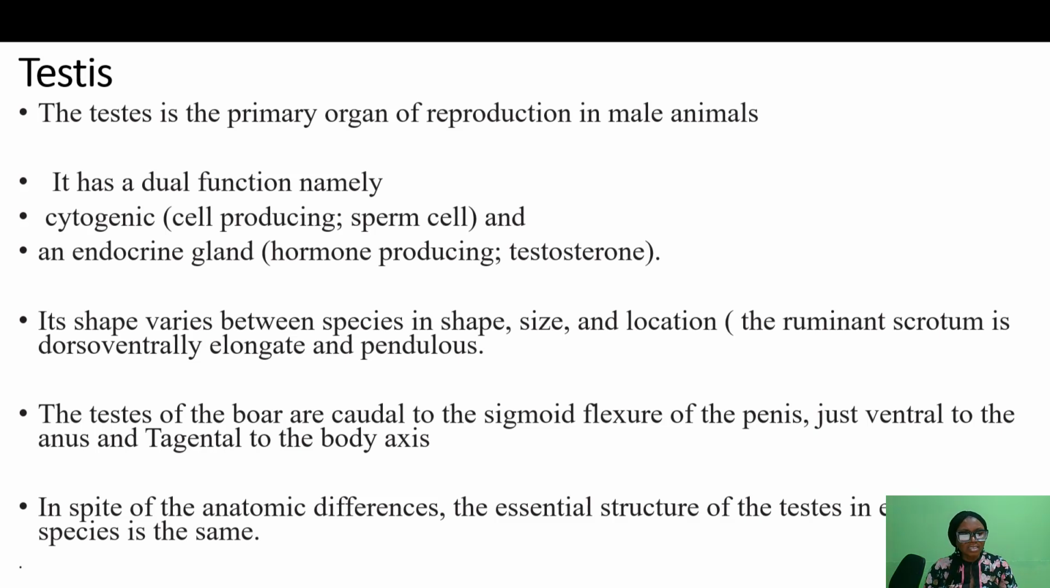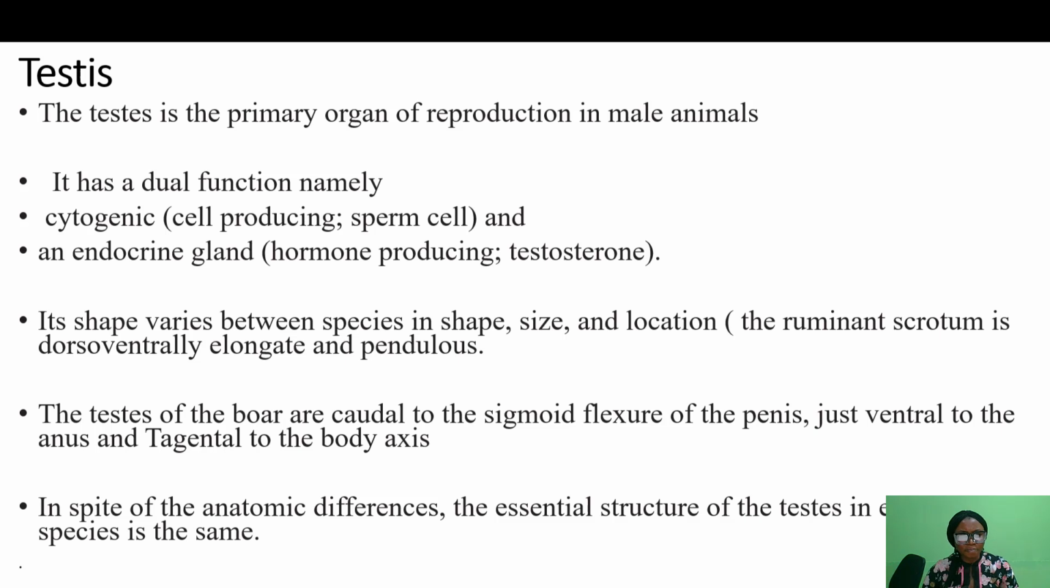And the second one is, it is an endocrine gland. What did I call it? An endocrine gland. Endocrine glands are glands that produce hormones. So the exact hormone that the testis produces is called testosterone. What did I call it? Testosterone. Because it partakes in these two functions, it makes the testis to be primary.